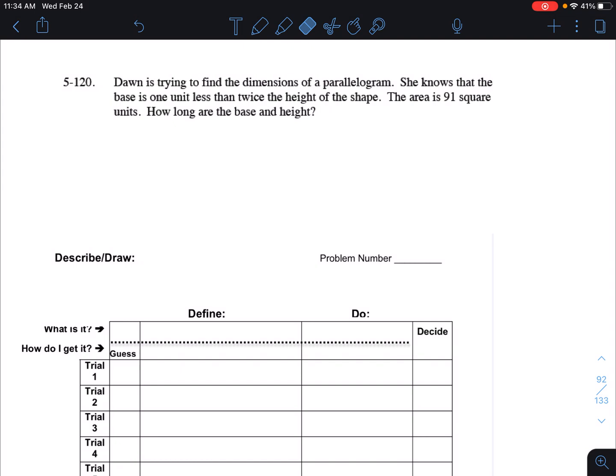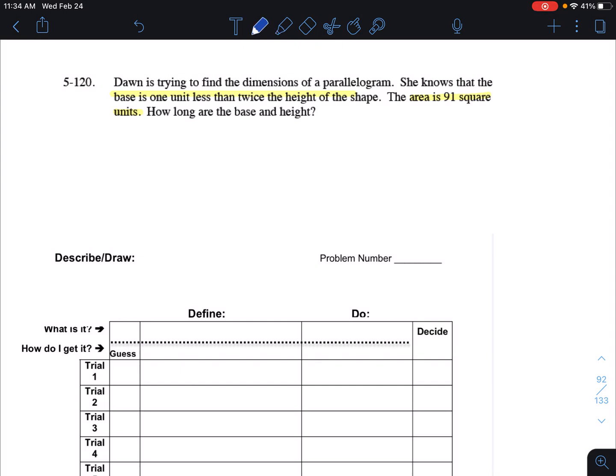So let's start. First, I'm going to read the problem. It says, Dawn is trying to find the dimensions of a parallelogram. She knows that the base is 1 unit less than twice the height. That seems like it's pretty important, so let's highlight that. The base is 1 unit less than twice the height. The area is 91 square units. That's pretty important as well. And ultimately, I need to know the base and the height.